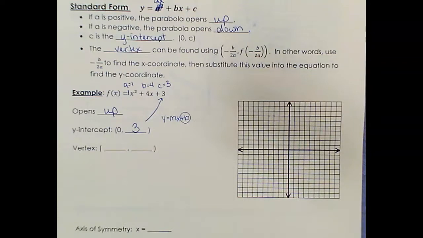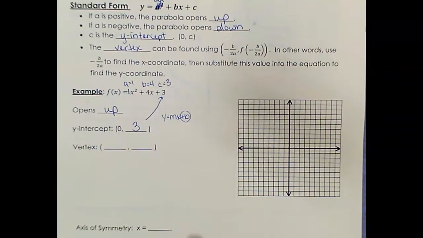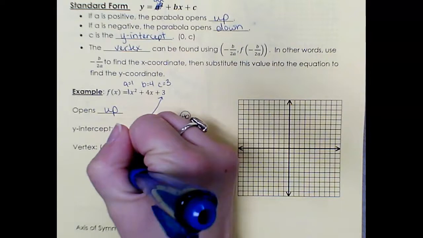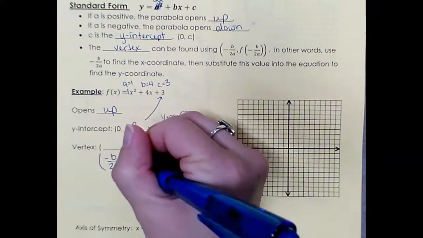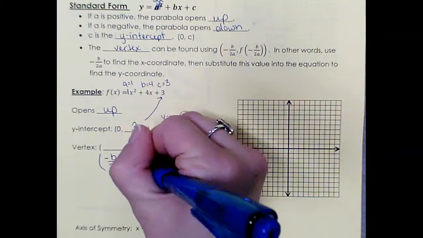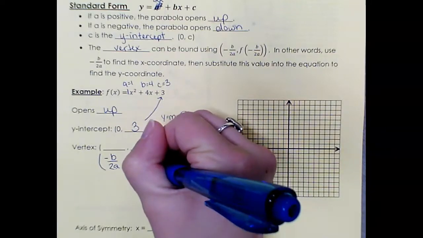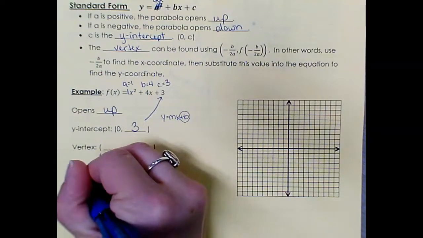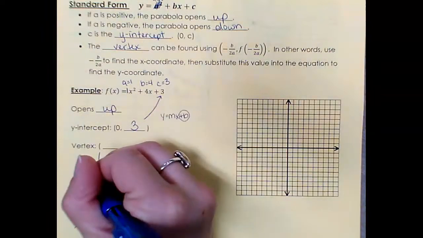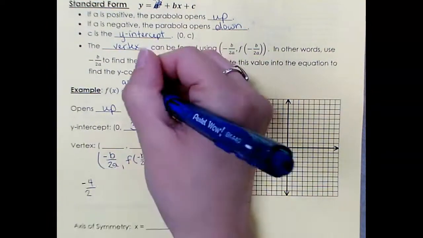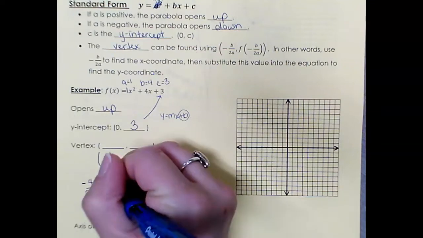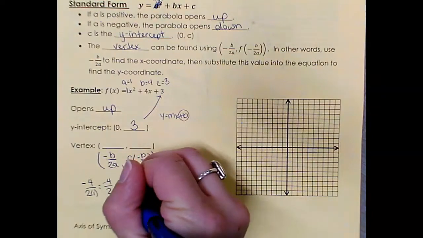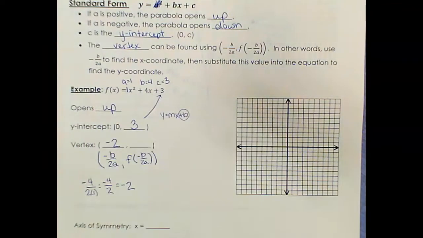And then finally, let's talk about the vertex here. So the vertex can be found by the formula negative b over 2a. And then whatever you get for negative b over 2a, find that function value for it. So let's talk about negative b over 2a. This would be negative b, which is 4, over 2 times a, which is 1. This is negative 4 over 2. And negative 4 over 2 is just negative 2. So that's my x value.